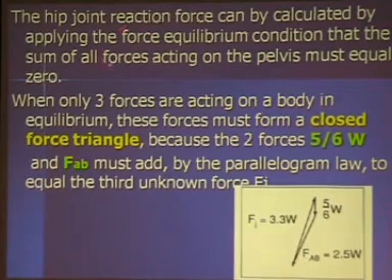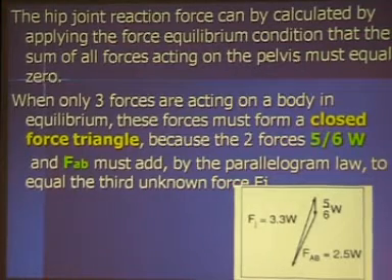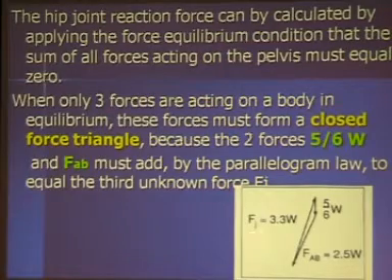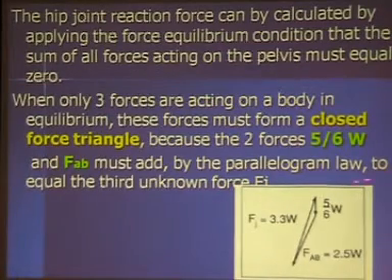Furthermore, the hip joint reaction force: if we summate the forces around the hip, it should equal 0. Meaning the force generated by the abductors in addition to the force generated by the body weight must equal the joint reaction force, which works in the other direction. Here there is the concept of the closed triangle of forces.